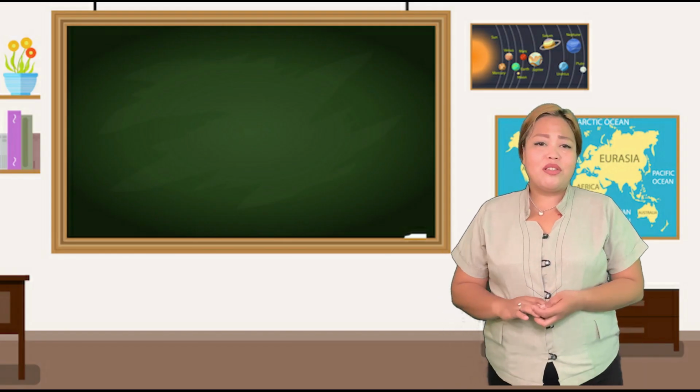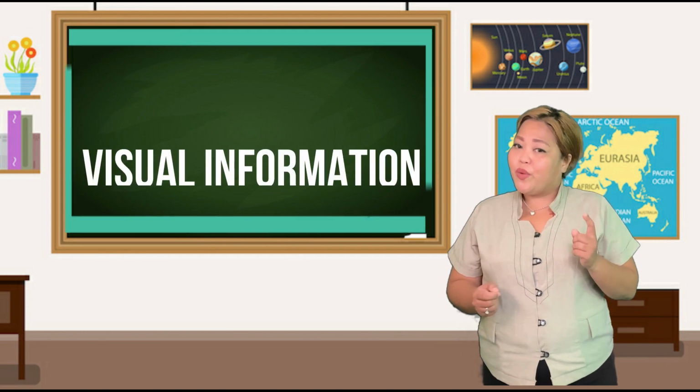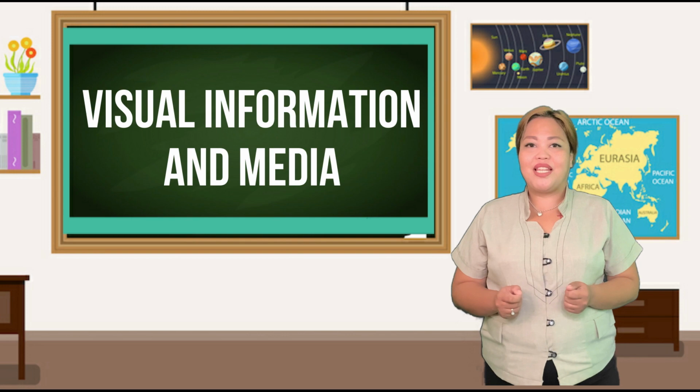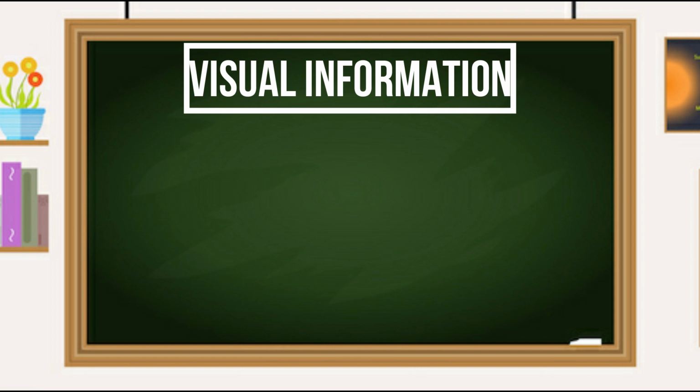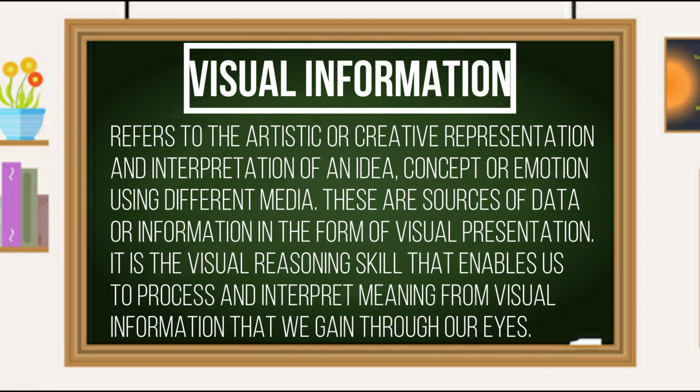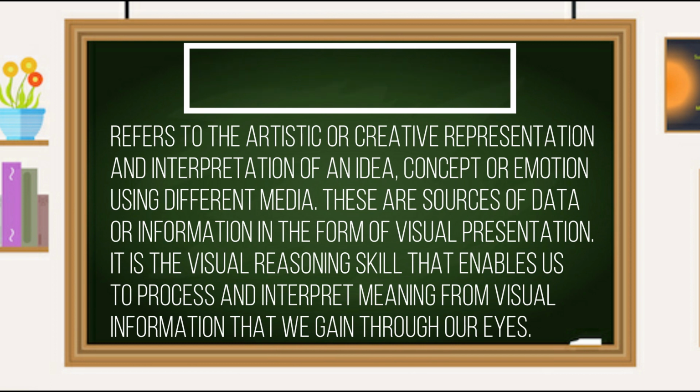Class. Media information is not only limited to text media. We also have visual information and media. Visual information refers to the artistic or creative representation and interpretation of an idea, concept, or emotion using different media. These are sources of data or information in the form of visual presentation. It is the visual reasoning skill that enables us to process and interpret meaning from visual information that we gain through our eyes. Abstraction, analogs, rough illustrations, or digital reproduction of the objects the data pertains to.